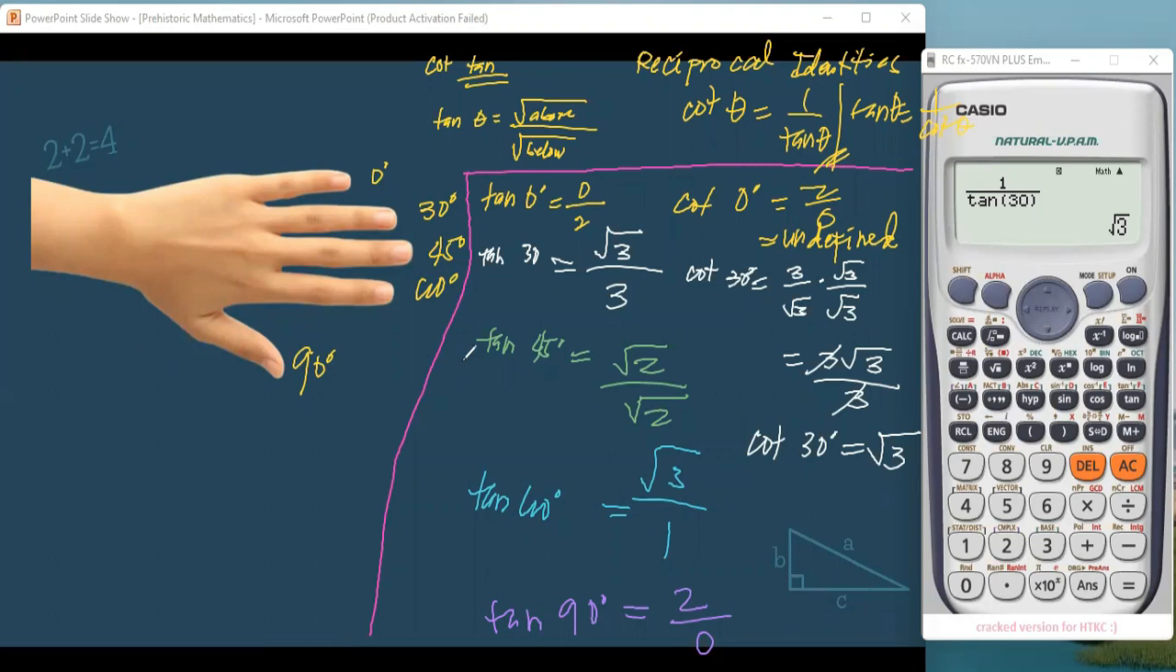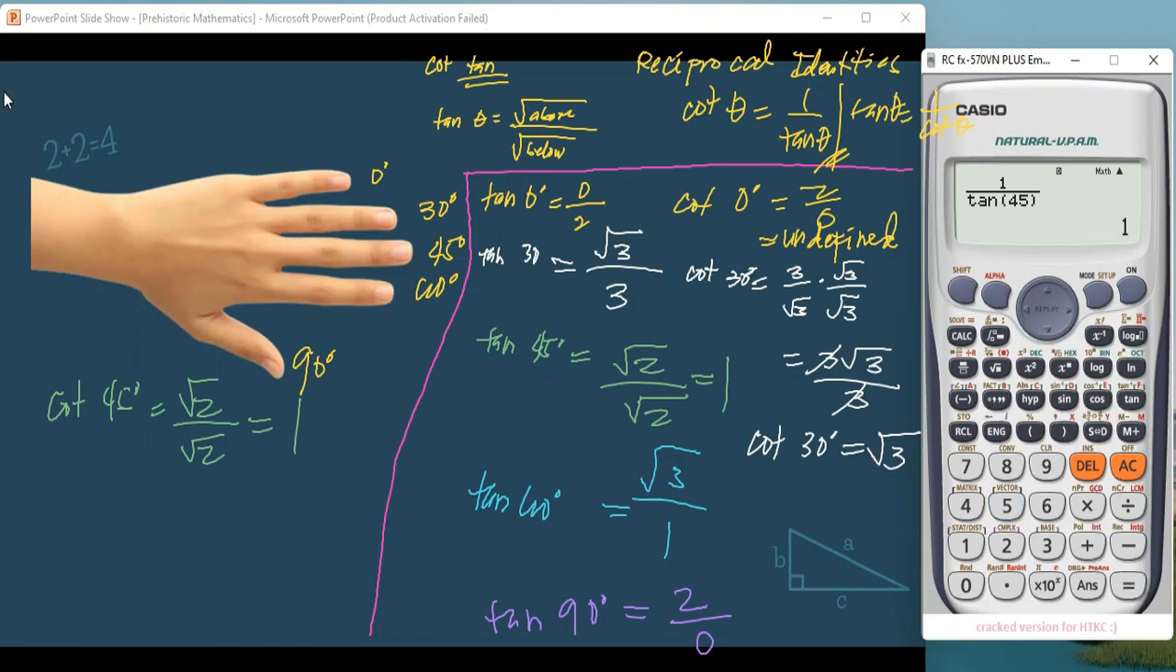So correct. So how about tangent 45? If tangent 45 is equal to the square root of 2 over 2, which is equal to 1, cotangent 45 now must be equal to the denominator must be our numerator now. So that is the square root of 2 over our numerator will be our denominator now. So itong nasa taas, gagawin natin siyang nasa baba. So that will give us still 1. So try natin if really 1 over tangent 45 will give us still 1. So that is correct. That is 1.